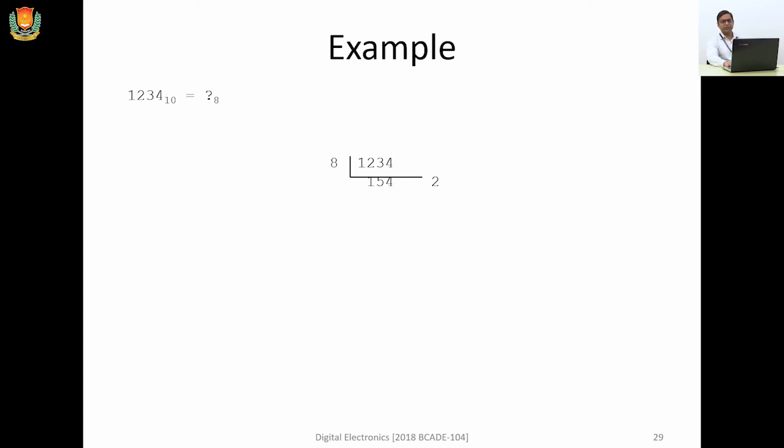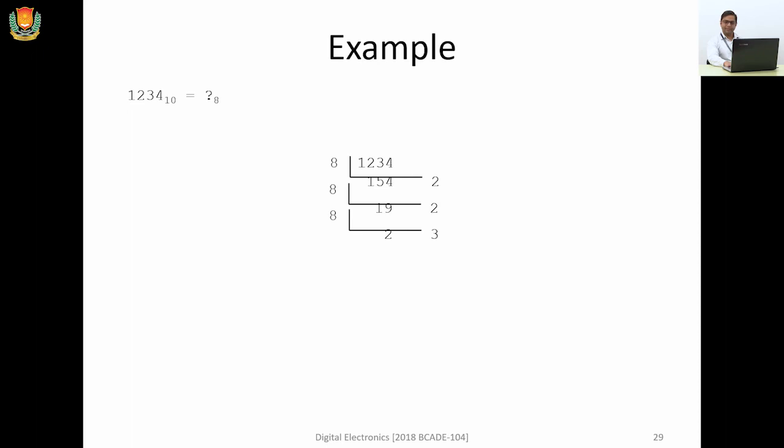Suppose 1, 2, 3, 4 is in decimal. I have to convert this into the octal number system. Then I should divide by 8. 1, 2, 3, 4 should be divided by 8. It is completely divisible 154 times and 2 is the remainder. Next, 154 is again divided by 8. It is completely divisible 19 times, and 2 is again the remainder.